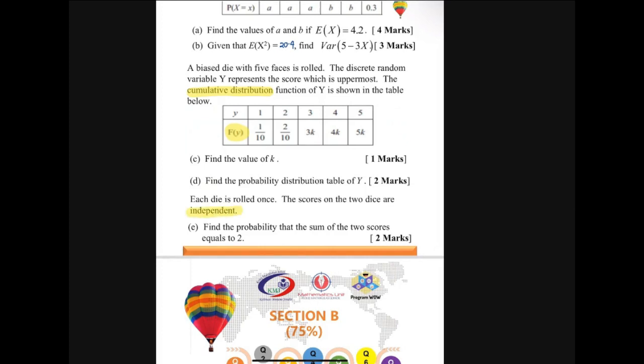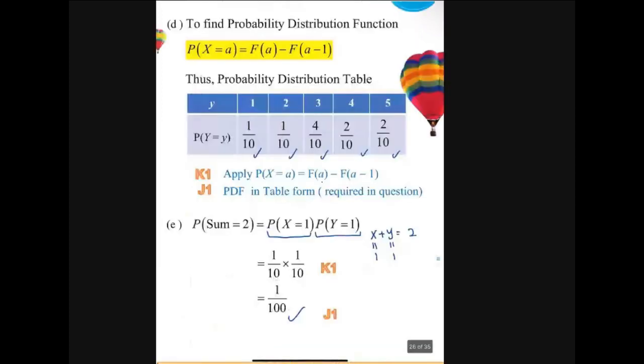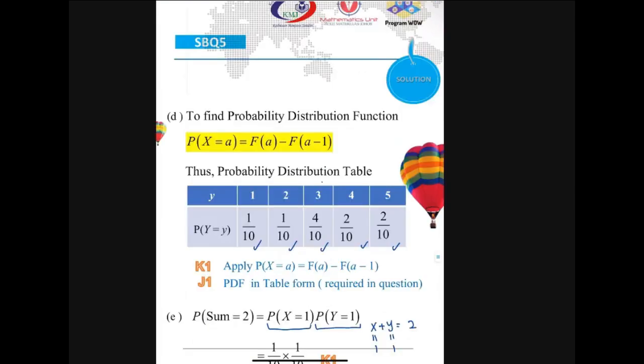And then remember what an independent event is. This is in topic 7. For independent events, the probability of A intersect B is the probability of A times the probability of B. That's why for our solution just now, I have to multiply both probabilities. Okay, that covers question E.